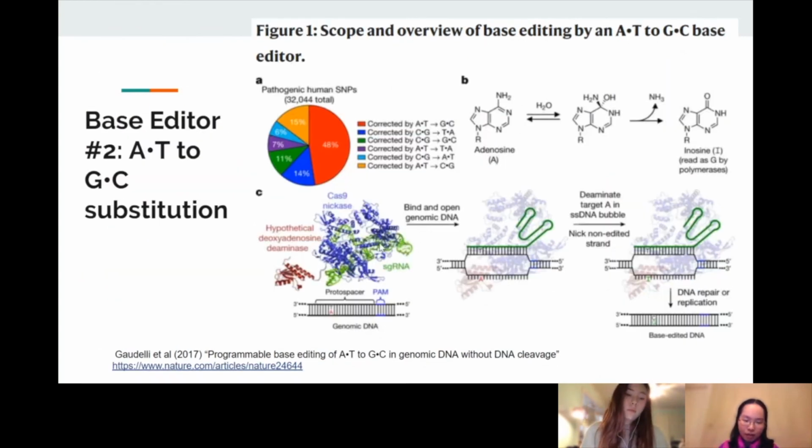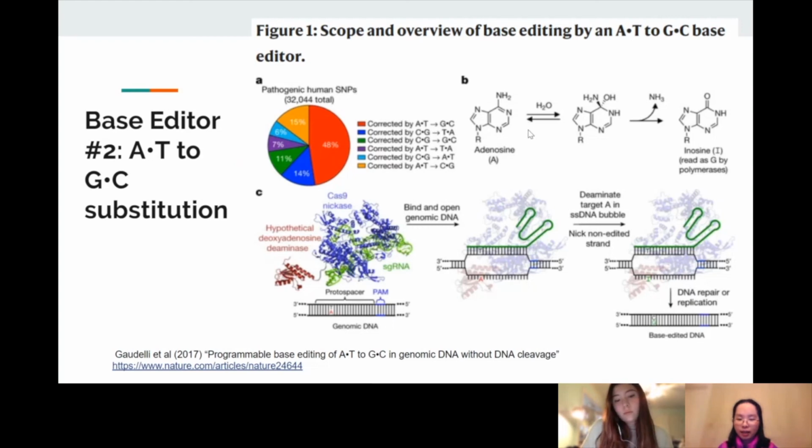For the second base editor, now you've done GC to AT, now you want to do AT to GC. How do you do it the other way? And the importance of this is just shown in this figure here, in which you can see that most of the pathogenic, disease-causing human SNPs, or single nucleotide polymorphisms, which is the error or the difference in a single nucleotide, most of it, 48%, would be corrected by the AT to GC mechanism. And this is exactly what this base editor seeks to do.